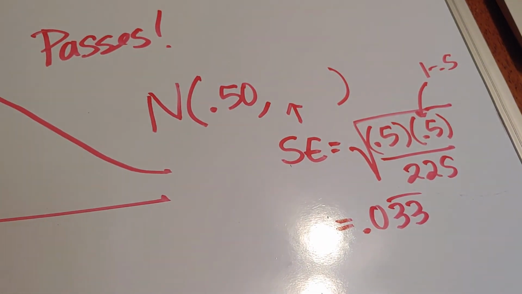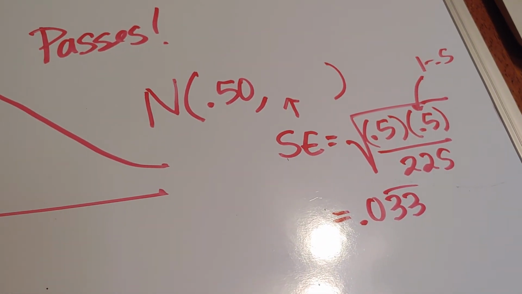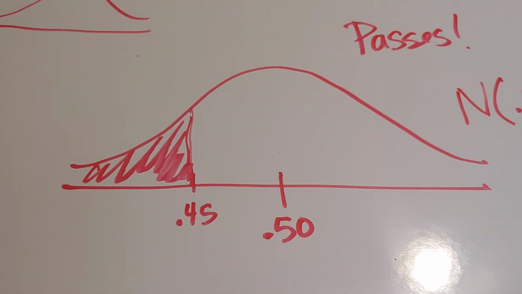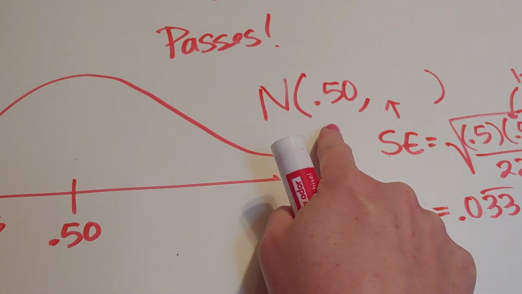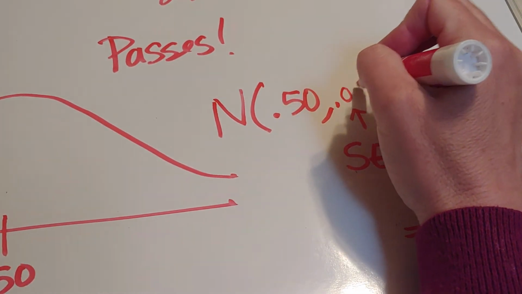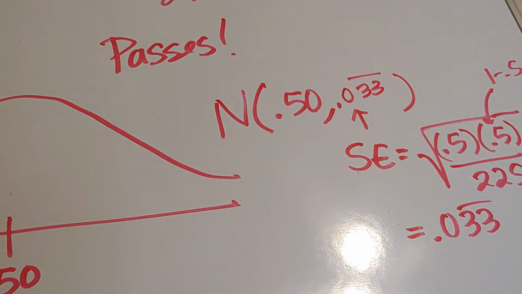So that means that in just a second, I'm going to go to the normal calculator in StatCrunch. I'm going to use that with 0.50 and now 0.033. So let's go to part 2.